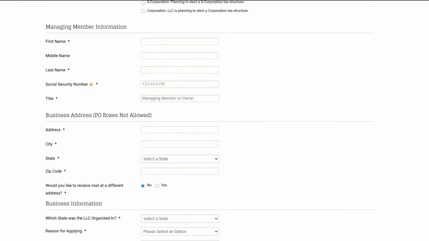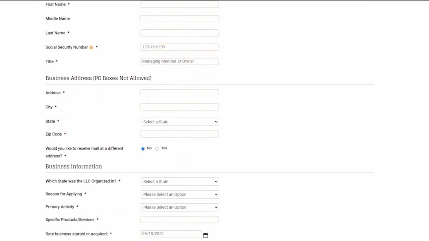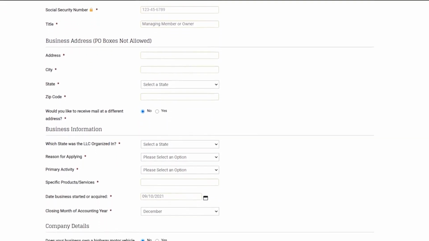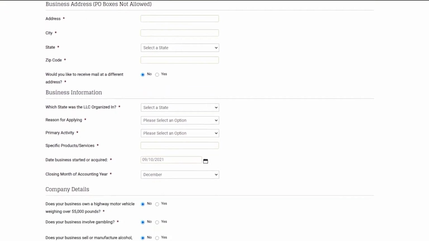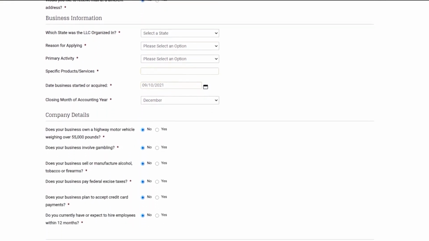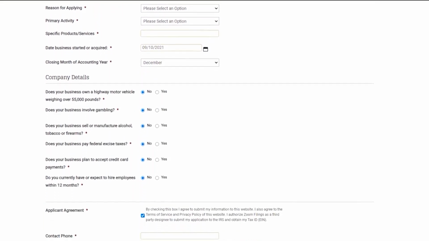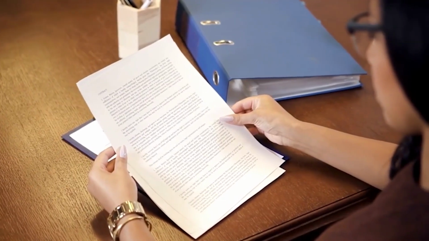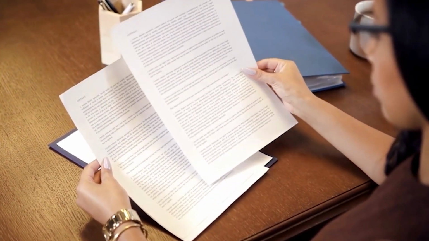First, you have to have complete knowledge of your LLC, such as your company information, managing member information, business address, business information, company details, and even the critical information regarding vehicular assets and federal excise taxes. This is another reason why getting a professional registered agent is way more convenient, as they can do this for you as part of their service.